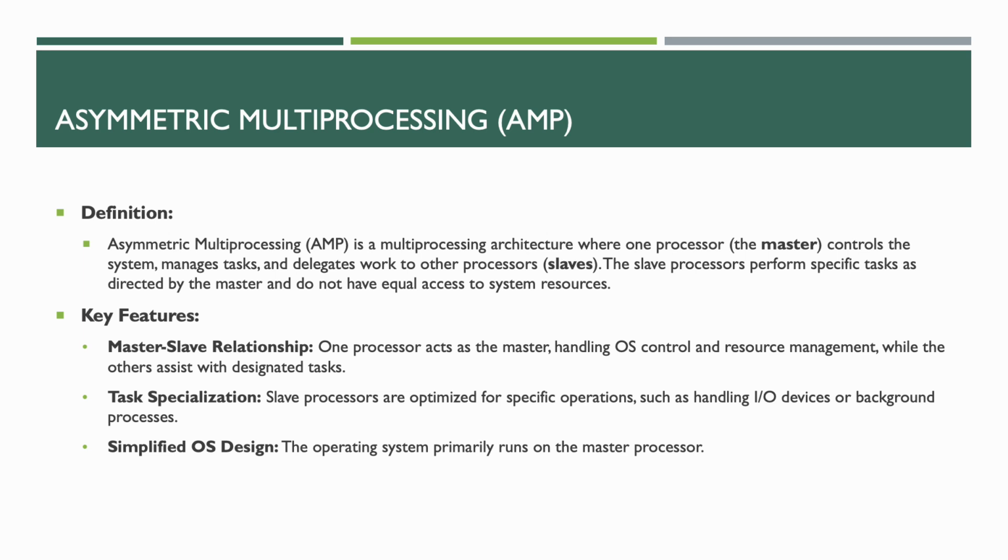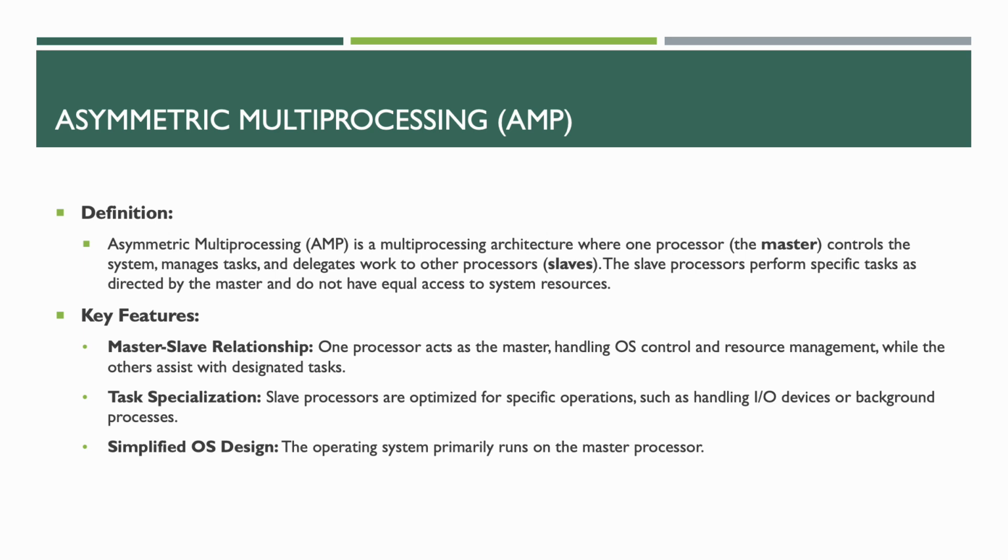So, some key features. We have the master-slave relationship, which is the main key feature. Unlike SMP, where all processors share responsibilities equally, AMP follows a hierarchical structure. The master processor handles OS level functions, including scheduling, memory management, and resource allocation. The slave processors execute specific tasks assigned by the master, such as handling I/O operations or background processes.